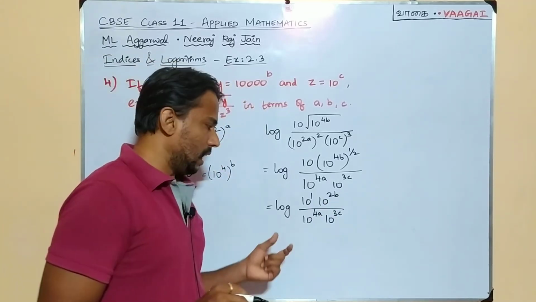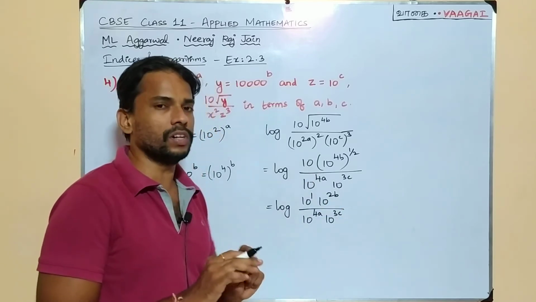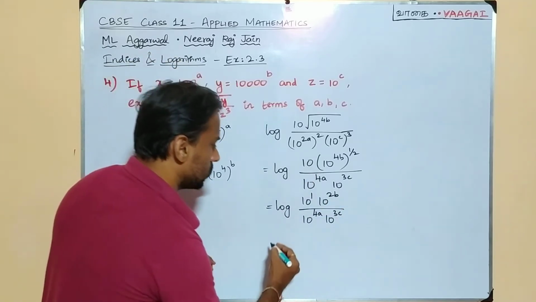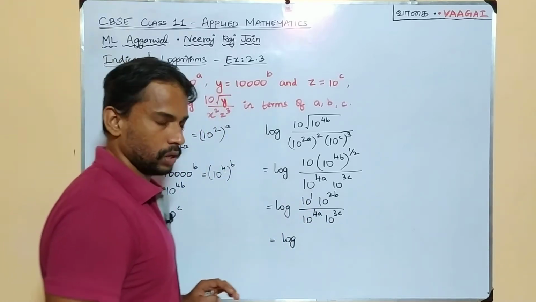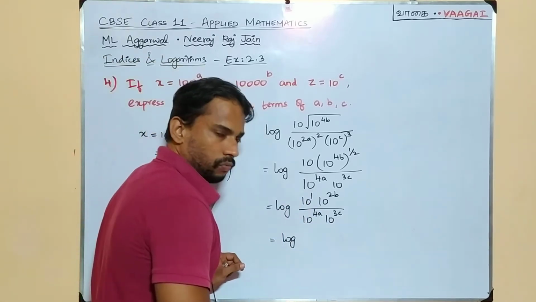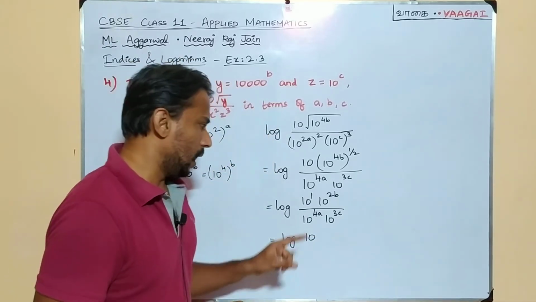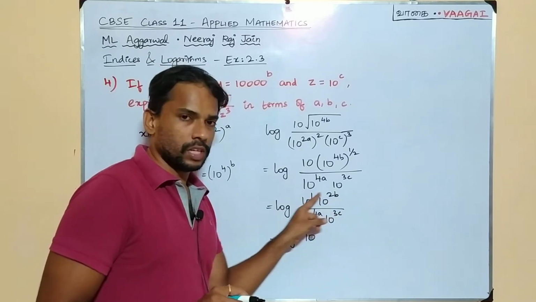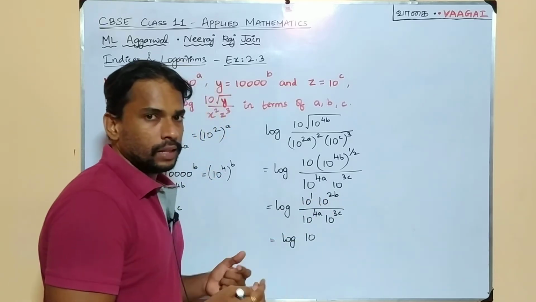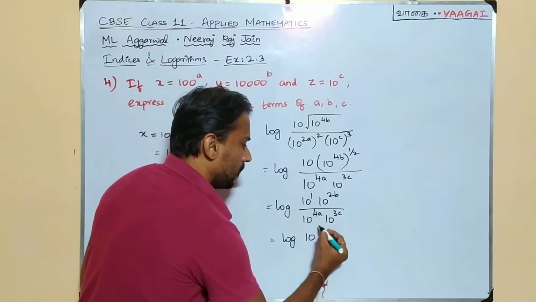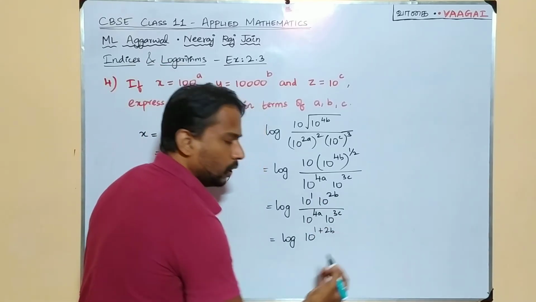Now if you see, I have a log and all the values that I see here are in terms of powers of 10. Very simple. Overall, what I can do here is put log of, just write 110, and whatever we have in the powers in the numerator, they are getting multiplied, right? So that means I can do 1 plus 2b.